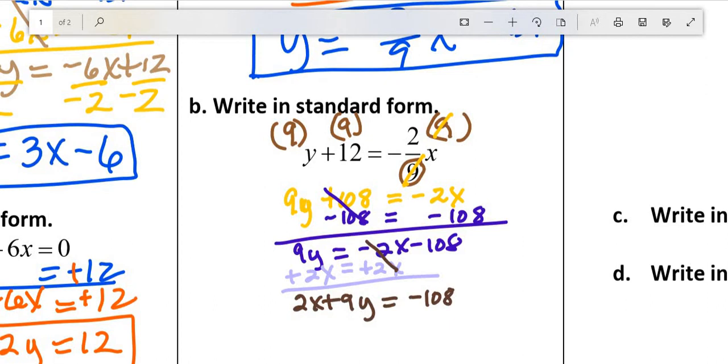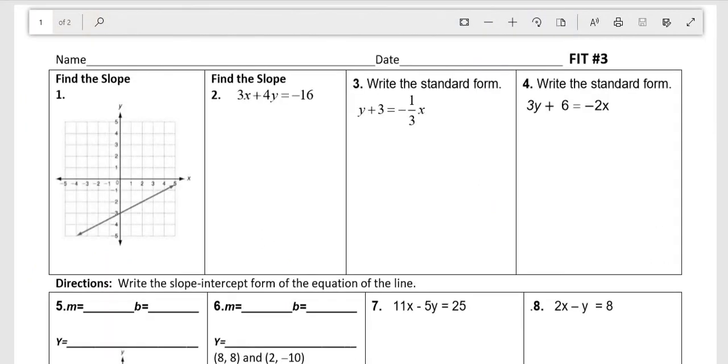Now I'm going to look at the next one. So all of these we've just written in slope. Find the slope on number 1. Number 2, you have to write in slope, find the slope here. First off, put it in y-intercept form. And number 3, put it in standard form. Get rid of the y first and get x and y on the same side.